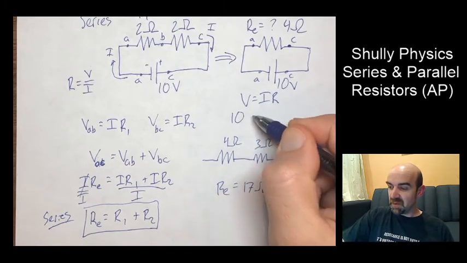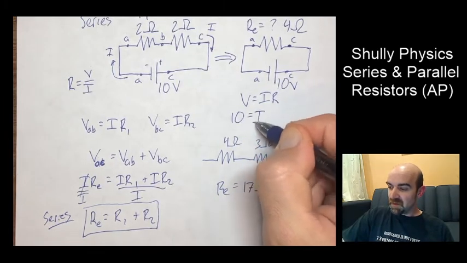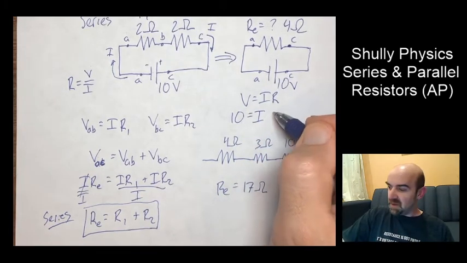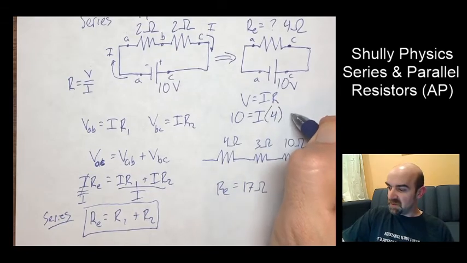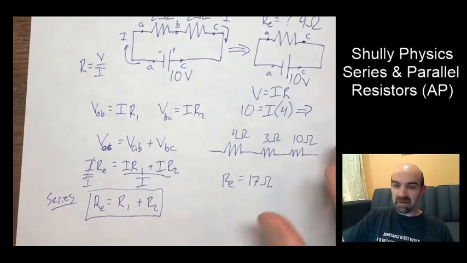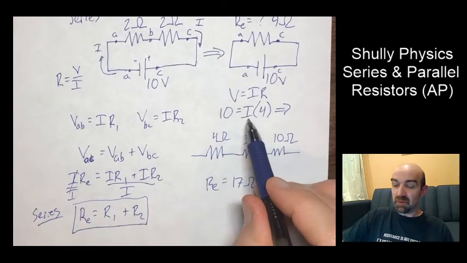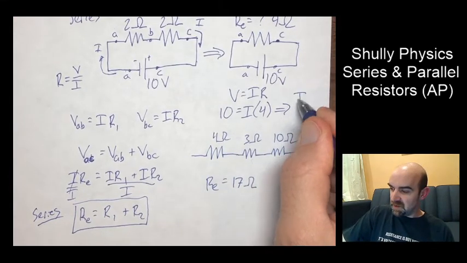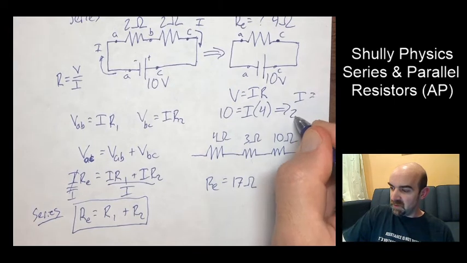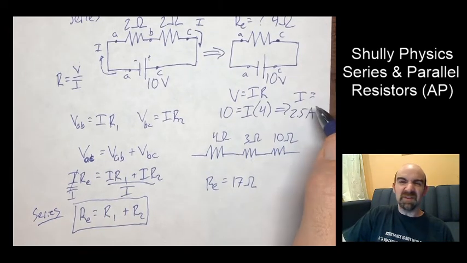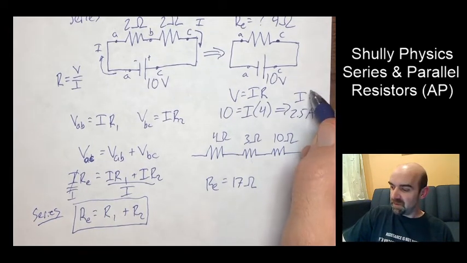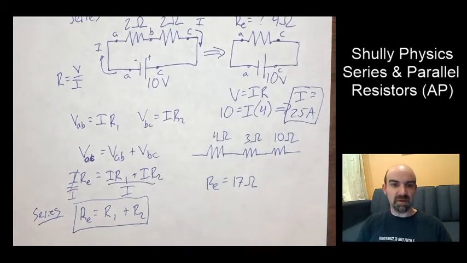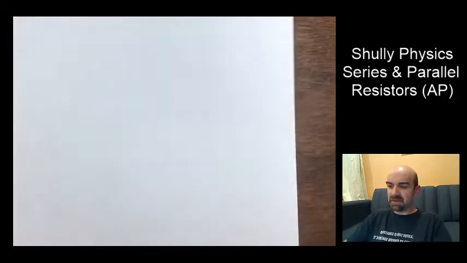We've got 10 volts, I is unknown, and 4 ohms is the resistance. So there we see that 10 is equal to 2.5 times 4, or 2.5 ohms. Right, so we got I equaling 2.5. I said ohms, I meant amperes. 2.5 amperes. There it is. So there's a nutshell of series. Now let's move on to parallel resistors.